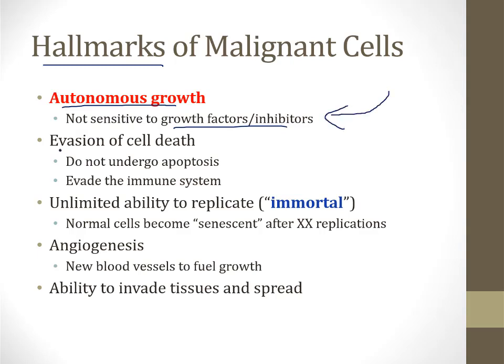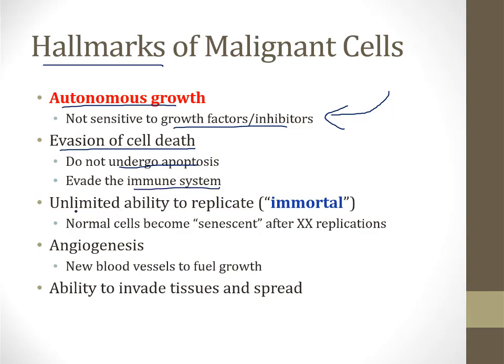The second hallmark is evasion of cell death. So cells with abnormal DNA often die through a couple of mechanisms. They can either undergo apoptosis, or sometimes they're killed by cells of the immune system. For reasons that are poorly understood, this doesn't happen to malignant cells. They do not undergo apoptosis even though they have genetic mutations, and they are able to evade the immune system.